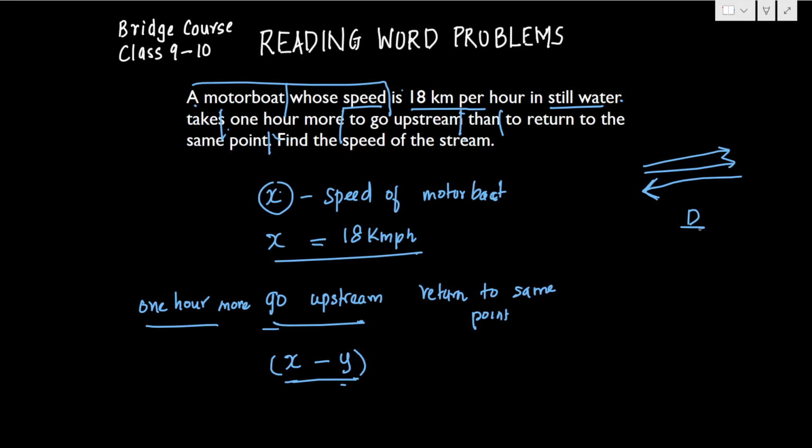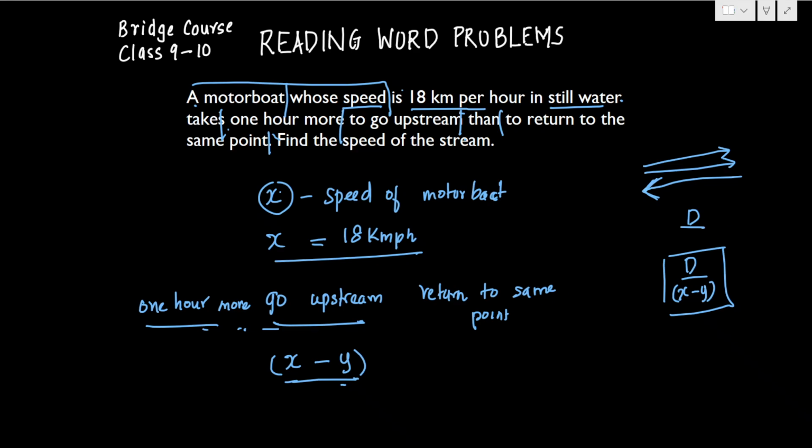So if the distance is d, the time taken will be d by speed, d by x minus y. This is the speed when it's going upstream. The time taken while going upstream is d by x minus y. So when going upstream, it takes 1 hour more. 1 hour more compared to what? To return to the same point.